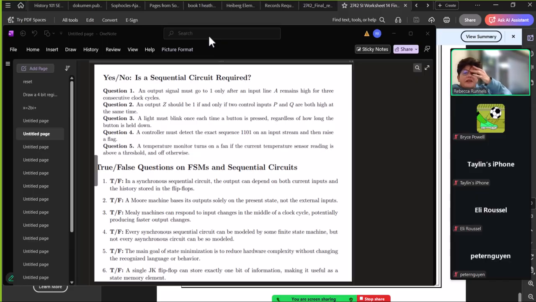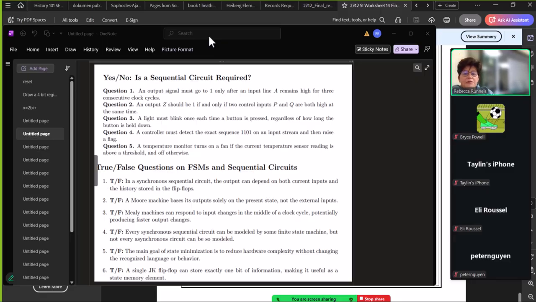An output signal must go to 1 only after an input line A remains high for 3 consecutive clock cycles. Do you need a sequential circuit for that? Yes. Anything that requires memory needs to have a sequential circuit. If it requires memory, you have a sequential circuit.